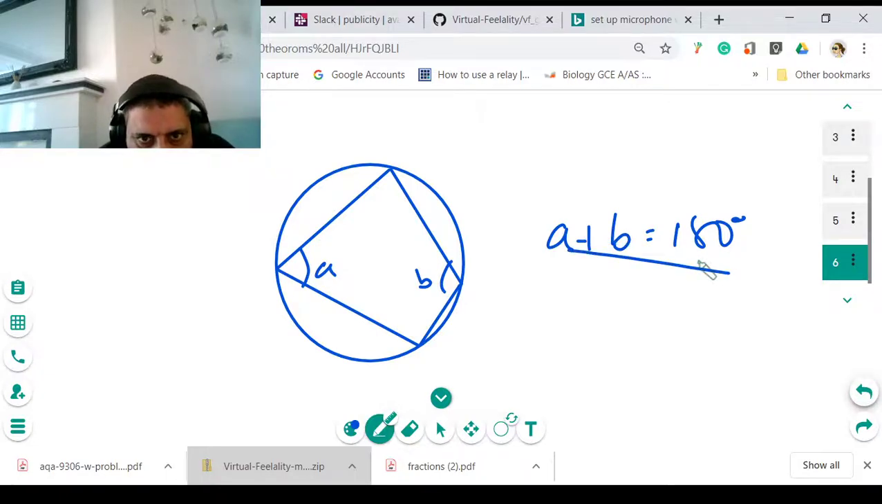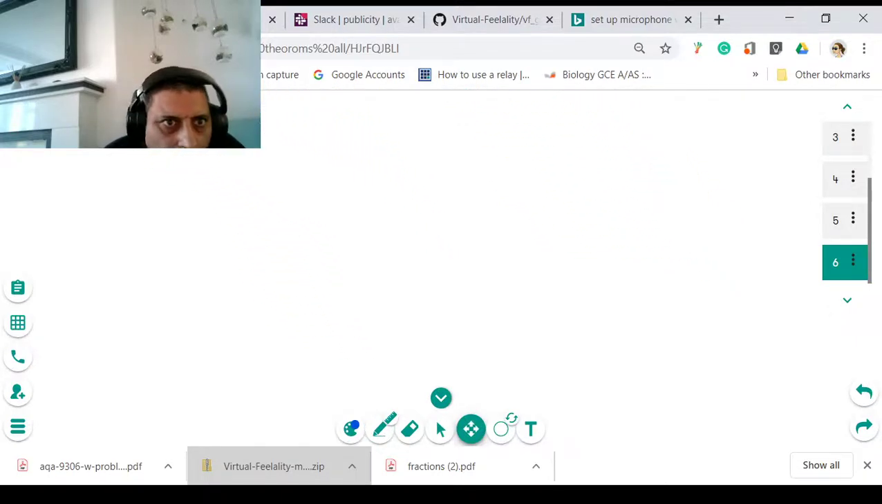So for example, opposite angles always add up to 180 degrees. If that's 80, that's 100. Yeah, I think I made my point. Okay, boom.